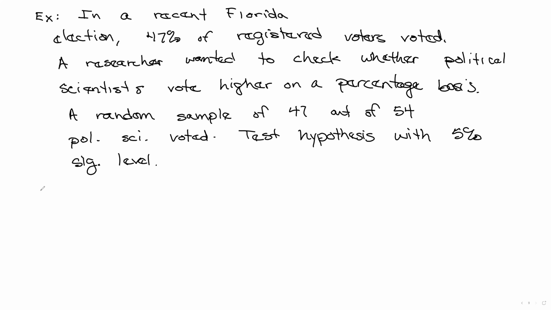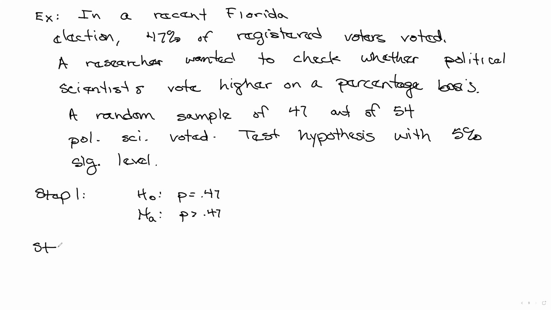All right. Step 1. The claim is that the researcher wants to check whether political scientists vote higher on a percentage basis. So that suggests the alternative hypothesis is that the percentage is greater than 0.47 for political scientists. And the null hypothesis is going to be, nope, it's not greater. It's the same.